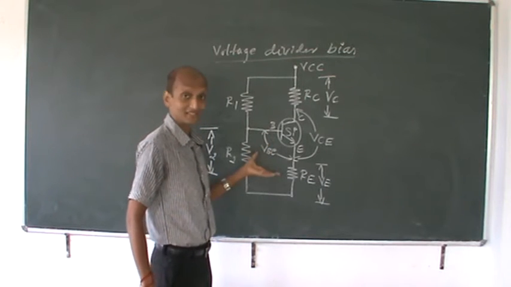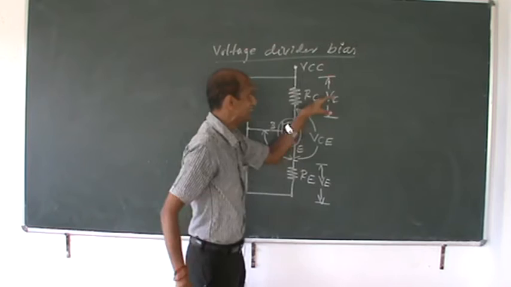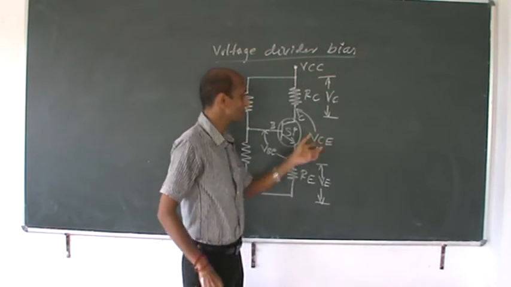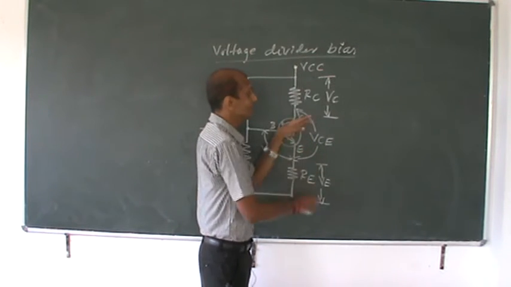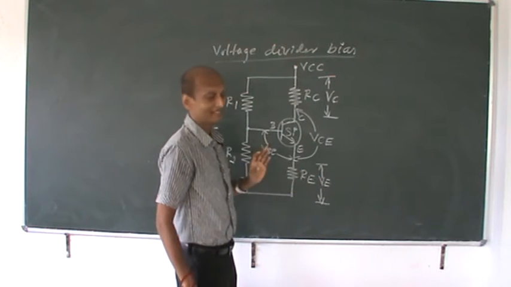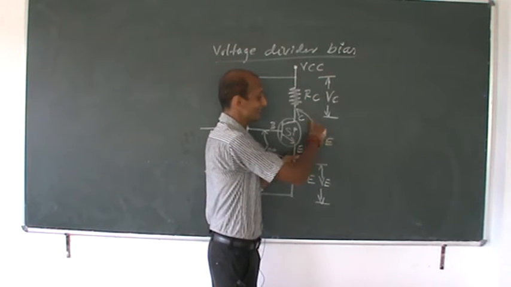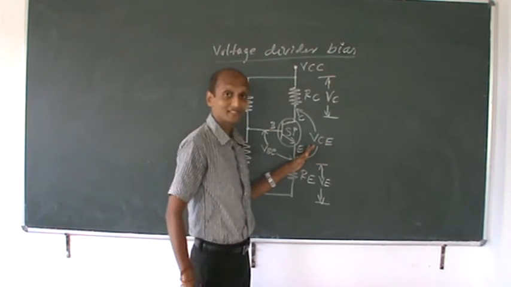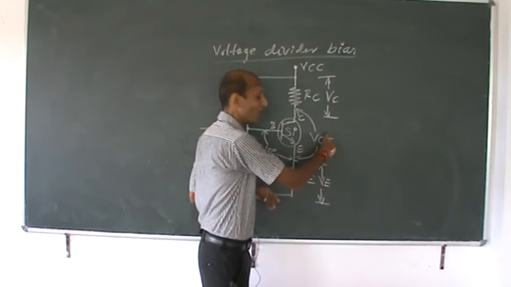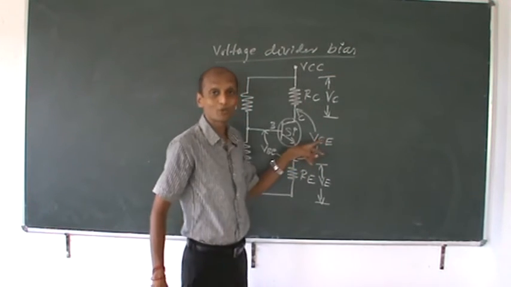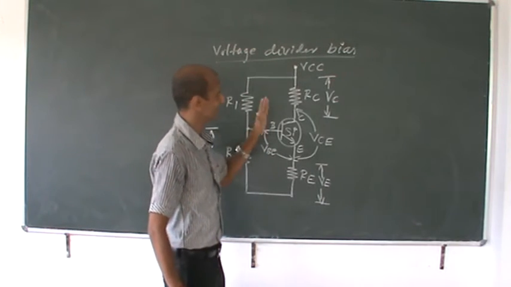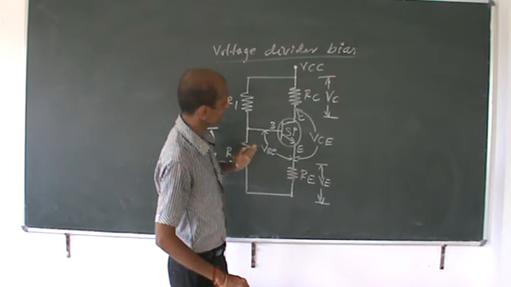The applied voltage VCC will be dropped across your collector to emitter terminal, and the remaining voltage will be dropped across your RC and RE resistors. This VCE, the voltage across your collector to emitter, is your output voltage drop, or output bias voltage. So now we will see what happens.